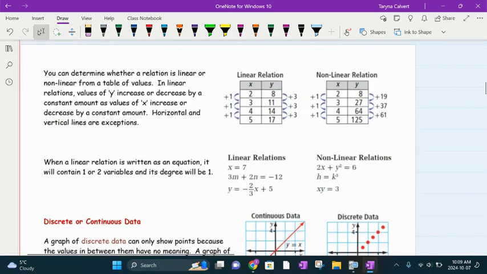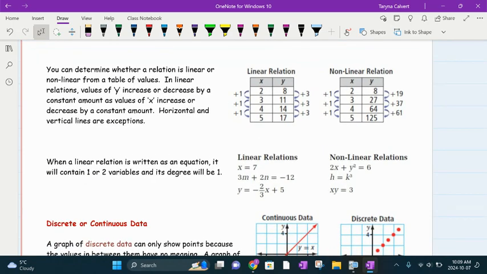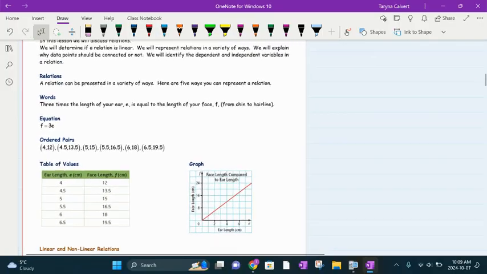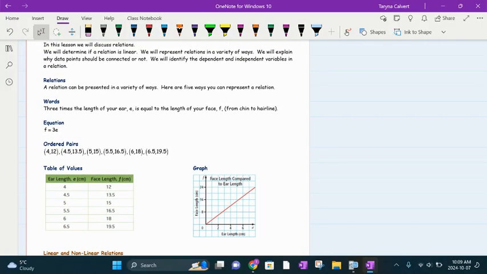So what you're going to have to be able to do is, I should be able to put a bunch of different relations in front of you, okay? And you will have to be able to recognize if it's a linear relation or a nonlinear relation, given any of these scenarios. So I should be able to put something in words, equation, ordered pairs, table of values, or a graph, and you should be able to look at whatever I give you and tell me if it's linear or not. So that's one of the first things we're going to look at today.